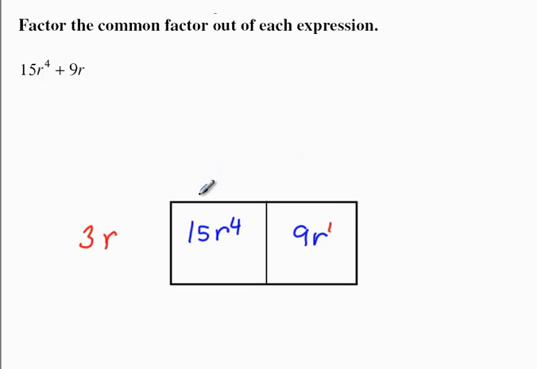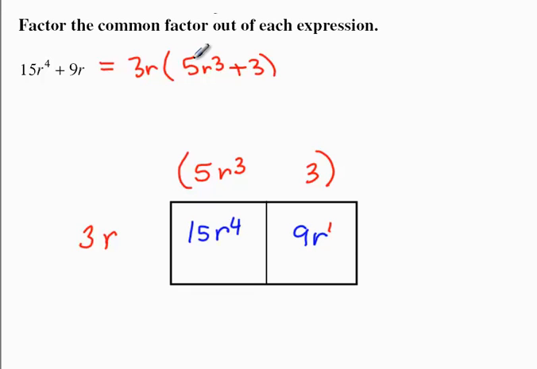And then we're going to work backwards. So when we multiplied 3r by something here, we got 15r to the fourth as our answer. So we have 5r to the third left over. And then when we factored out 3r, we have a 3 left over here. So my answer in factored form for the area of this rectangle is going to be 3r multiplied by 5r to the third plus 3.